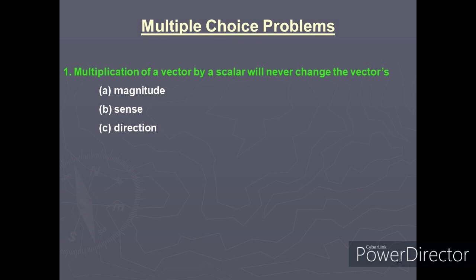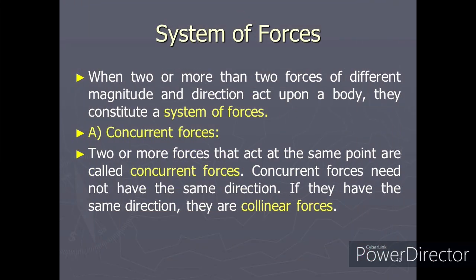Okay. Now, we move to system of forces. When two or more than two forces of different magnitude and direction act upon a body, they constitute a system of forces. And here you have basically two concurrent forces, different forces meeting at the same point. Okay? They are called concurrent.